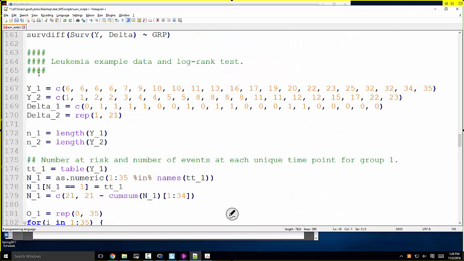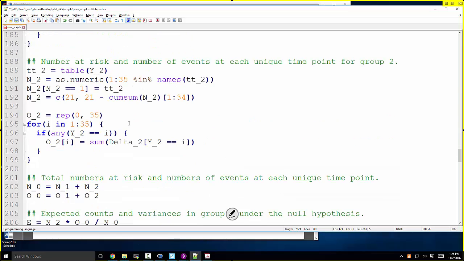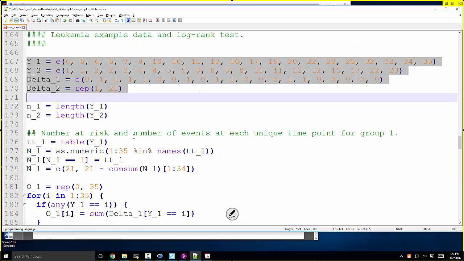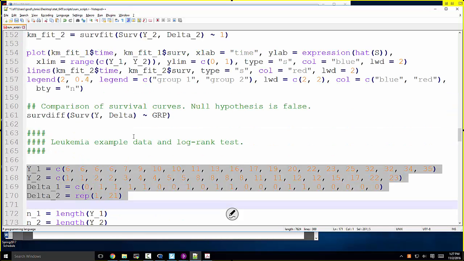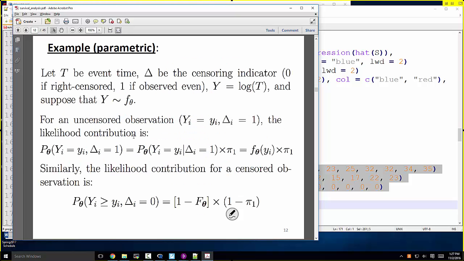So there's a blurb in this script that looks at an example data set where we have two comparison groups. I have event times for group 1, event times for group 2, censoring indicators for group 1, censoring indicators for group 2. And this just maps out what the exact calculations are for the Kaplan-Meier or for the log rank test. It's based on a hypergeometric calculation. So that's for later, but let me just briefly show you these slides real quick.